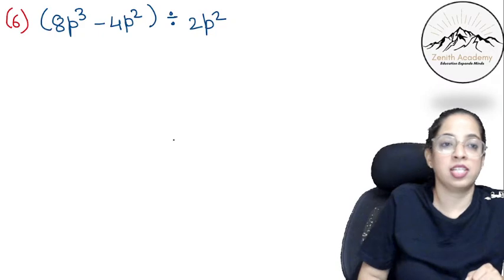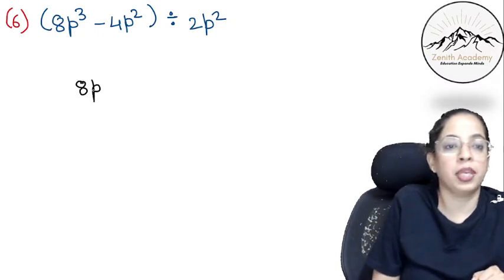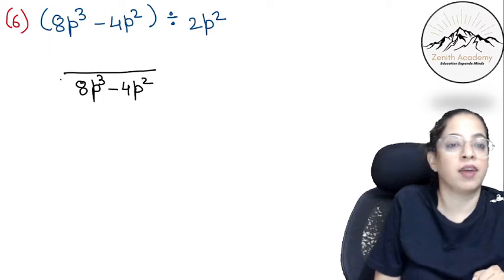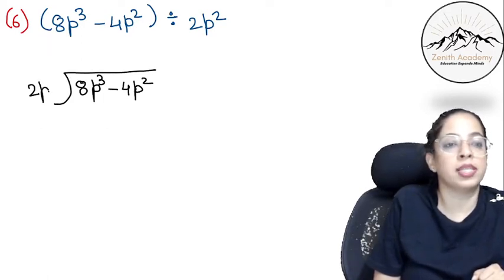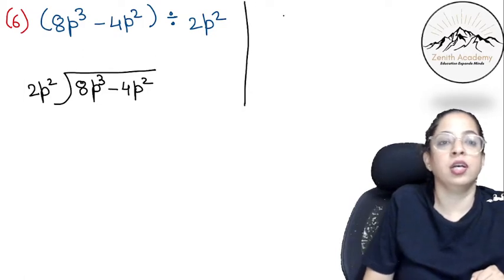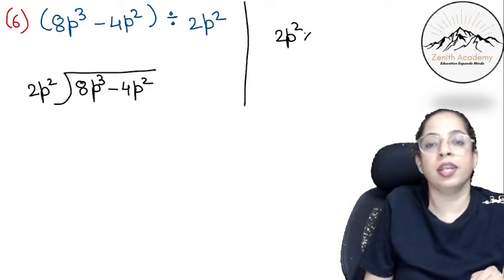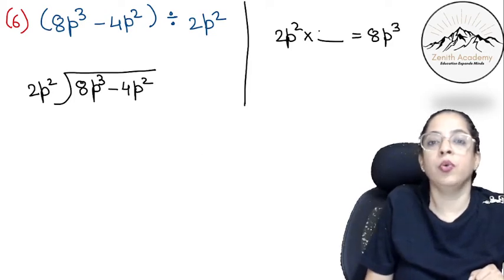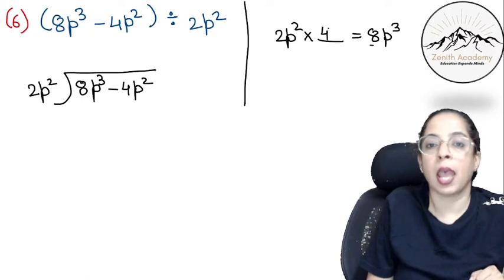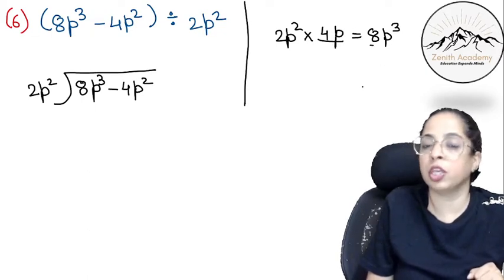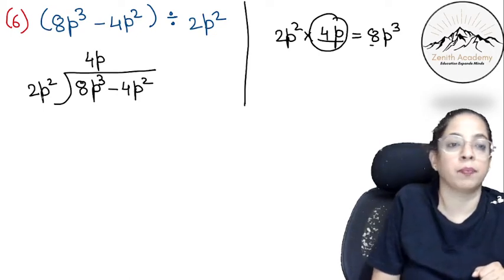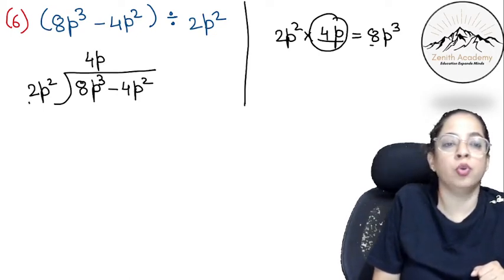Let's see the next question. 8p cube minus 4p square. This is divided by 2p square. Check here. 2p square into what will give you 8p cube? 2 into 4 will give you 8 and p square into p will give you p cube. So we have got 4p. So here we will write 4p. So 2p square into 4p will give you 8p cube.